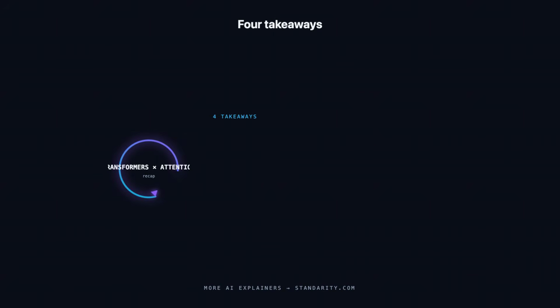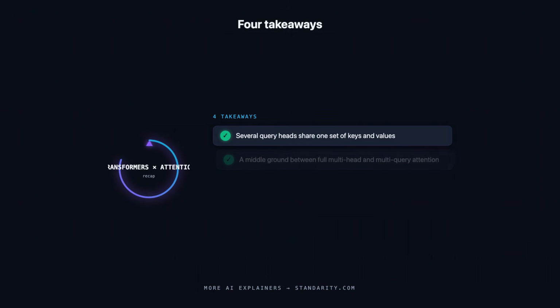All right, let's lock in what matters. This variant lets several query heads share a single set of keys and values, a clean middle ground between full multi-head and multi-query attention. It sits on a spectrum. Full attention gives every head its own keys and values. Multi-query collapses them all to one, and group query lands in between with a few shared groups.